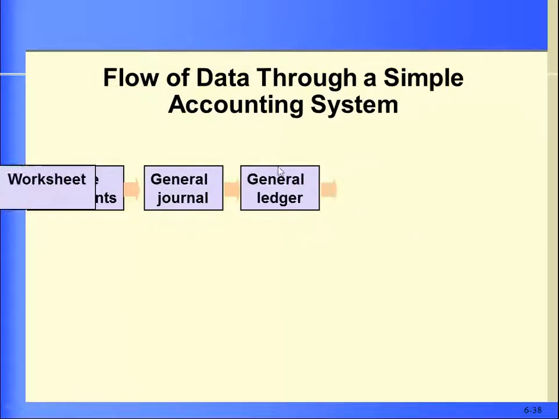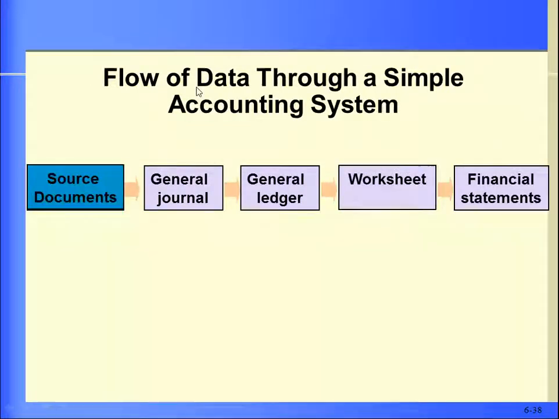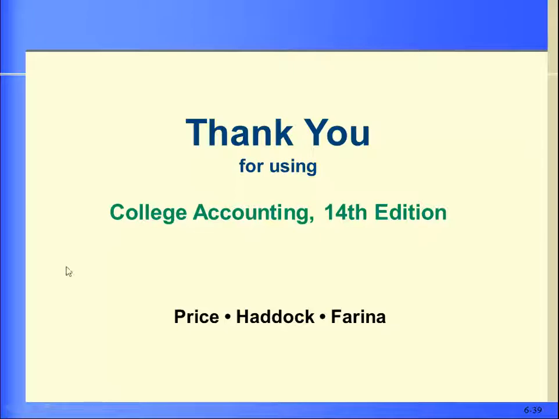Here's a slide on the flow. So we have source documents. Let's review this. A source document can be a receipt. A source document could be a bill you receive that the company owes a supplier money. You use that to look at it and say, okay, a transaction has been made. I need to put a journal entry into the general journal.